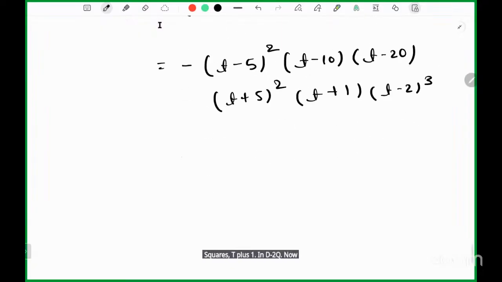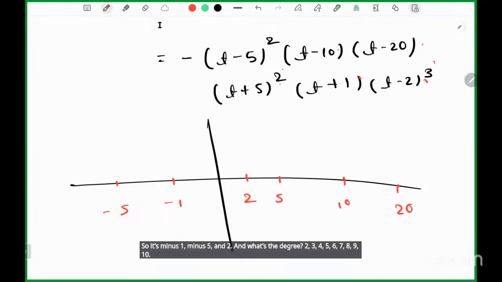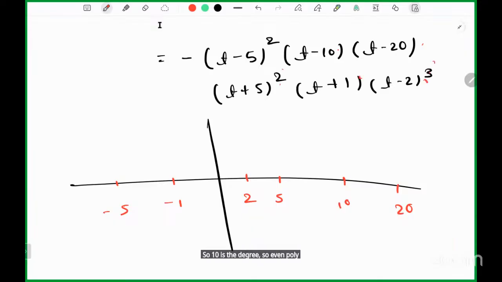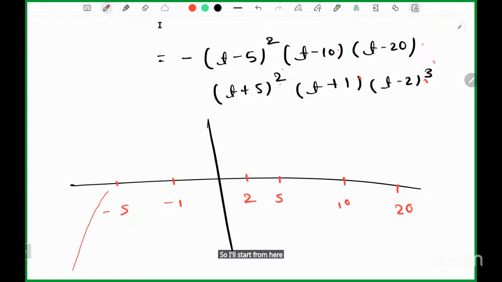Now you can compute the factors. If you draw the polynomial, the roots are 5, 10, 20, minus 5, minus 1, and 2. What's the degree? 2, 3, 4, 5, 6, 7, 8, 9, 10. So 10 is the degree, an even polynomial with negative coefficient. So it starts from here. Minus 5 has multiplicity 2.